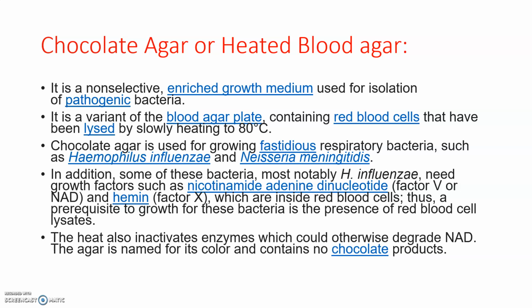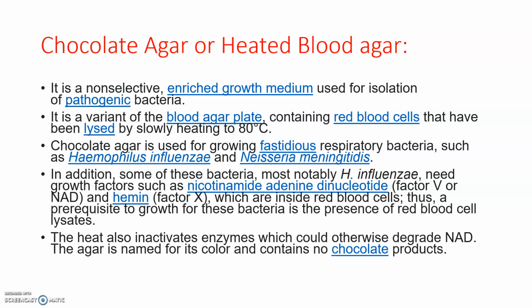Next we are going to describe chocolate agar or heated blood agar. It is a non-selective enriched growth medium. It is also an enriched growth medium which is used for isolation of pathogenic bacteria. It is a variant of blood agar containing RBC or red blood cells that have been lysed.